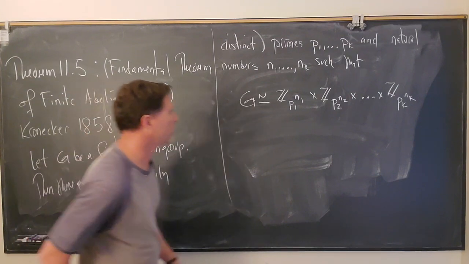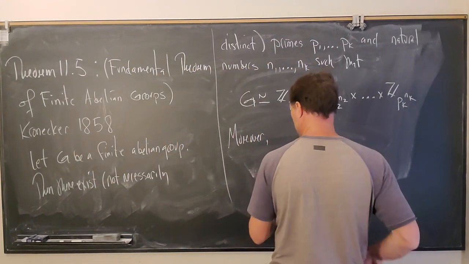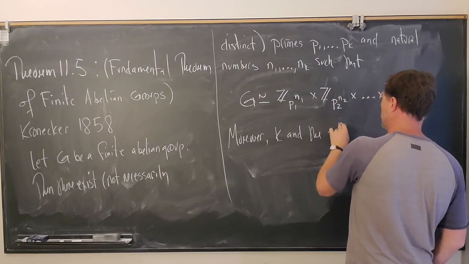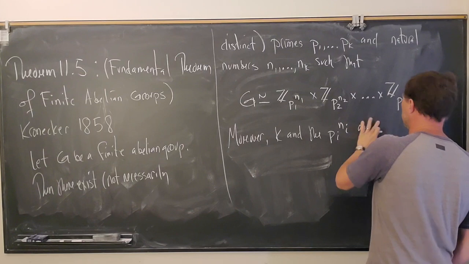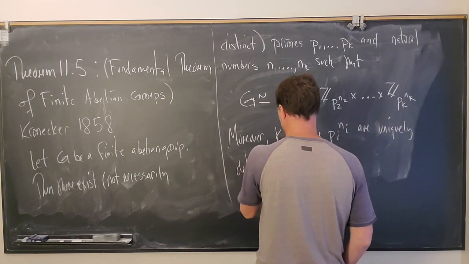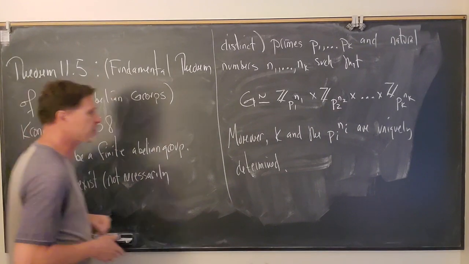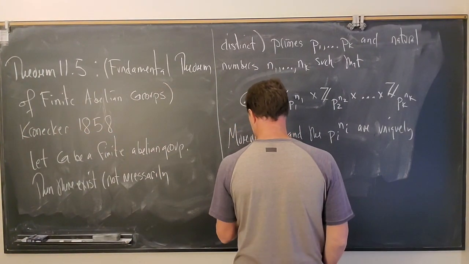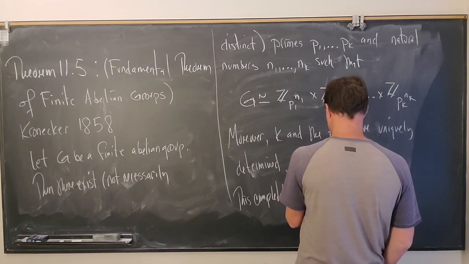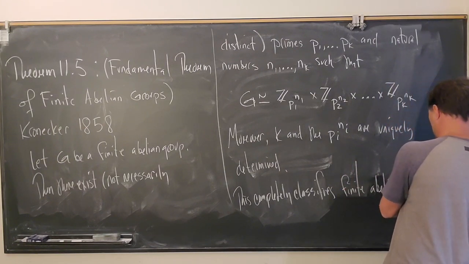And there's a little bit more to this, so we can say moreover, the numbers k and these powers of primes, the pi's raised to the ni, are uniquely determined. So there's the statement of the theorem. And I should point out, so that's the end of the statement. But just as a remark then, this completely classifies finite abelian groups.